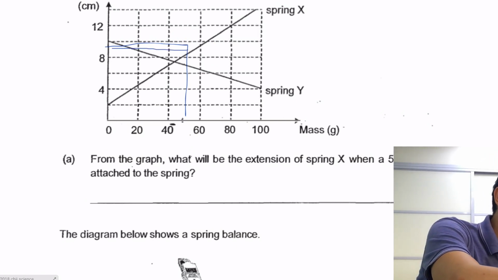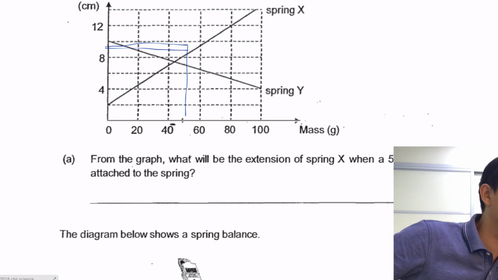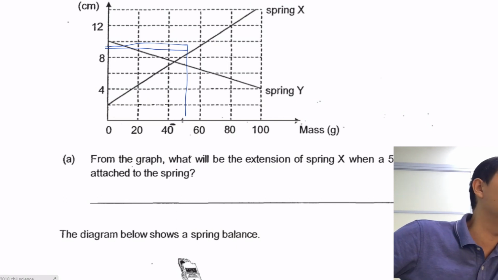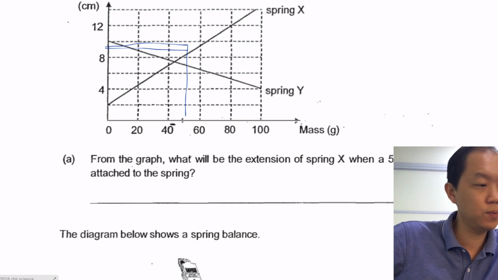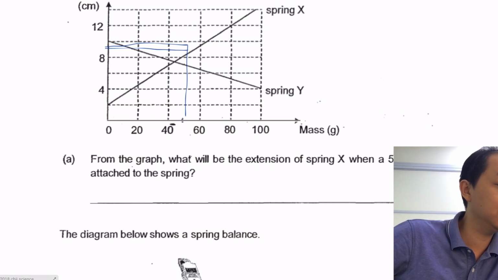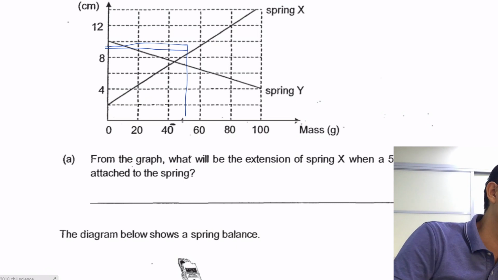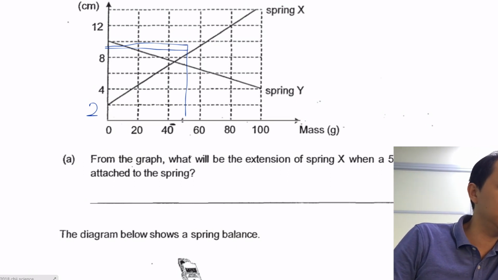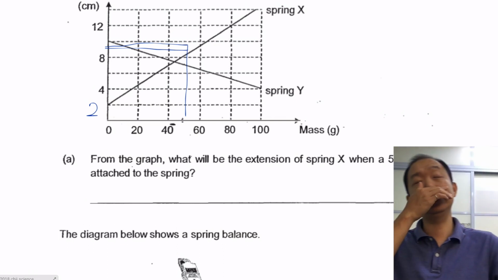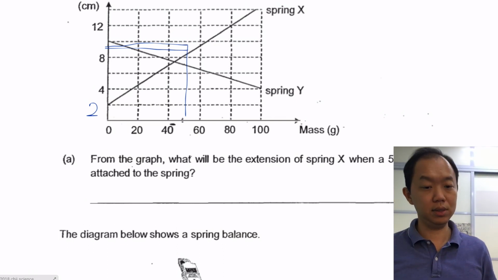Sorry, it's about here. X at 50 grams. That's how many centimeters? About 9. But is that the extension? What's the original length of the spring X? 2, right? So original is 2, and then now it became 9. So what is the extension? Minus. So 9 take away 2, this is 7.